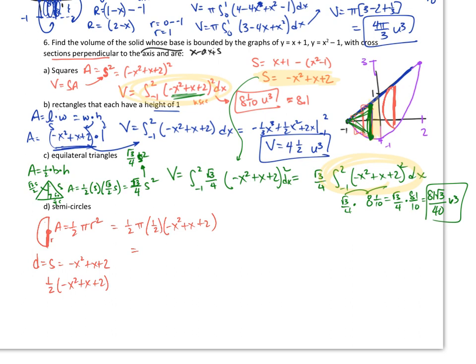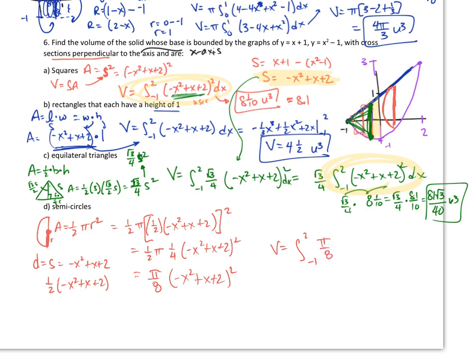Be careful, not pi over 4 yet. Let's undo that real quick. Let me square this. There's my radius, sorry, I need to square my radius. So this will give me 1/2 times pi times now the 1/4 negative x squared plus x plus 2 squared. So this becomes 1/8, so pi over 8 negative x squared plus x plus 2 squared. That's my area. The volume, we're going to integrate this now from -1 to 2.